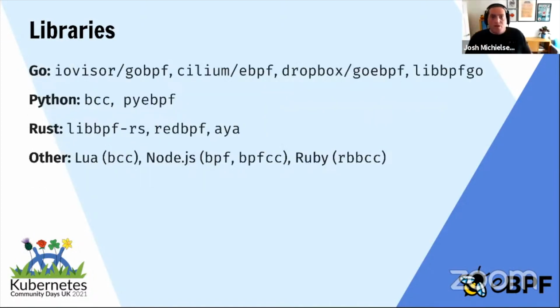And then we have libraries from the perspective of application development. We have quite a few Go ones, Python, Rust, and a few others in various other languages. Sorry to the Java fans out there, or PHP, you're a bit out of luck. You'll need to write your own, or just write code in a good language.